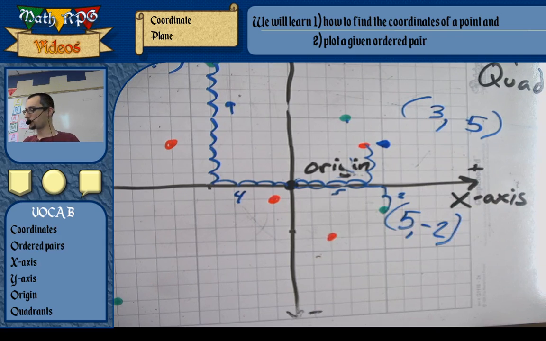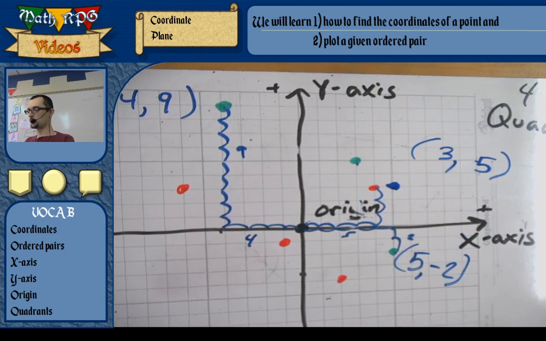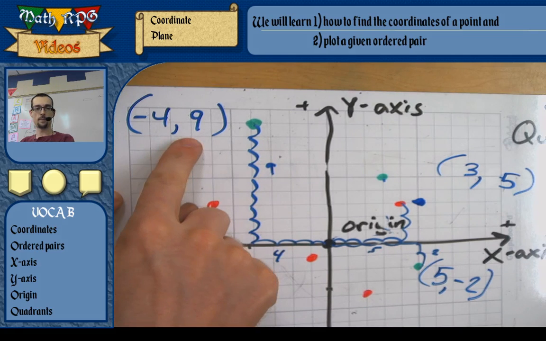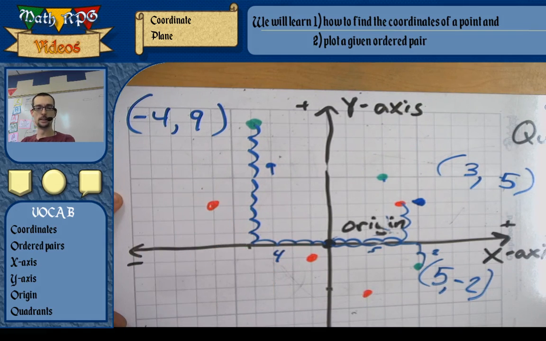So now, Captain Redbeard, all he has to do is write down this very short little thing, negative 4, 9. And that tells him how to find his treasure.